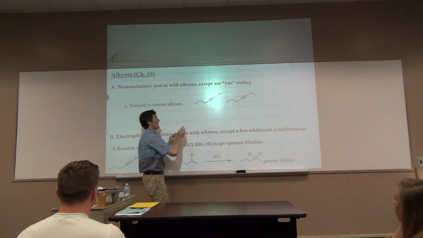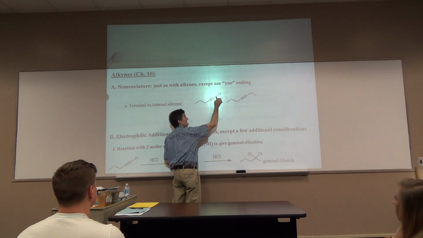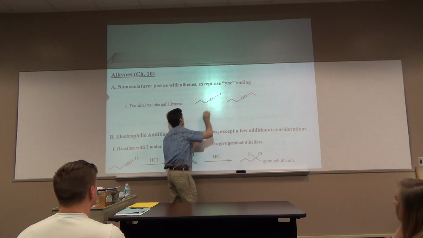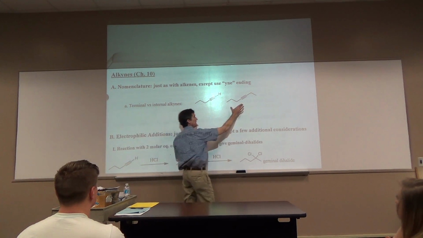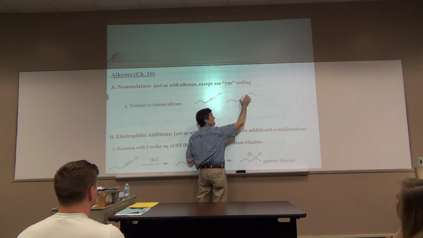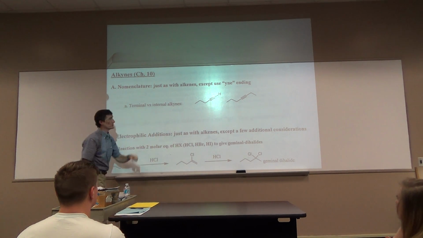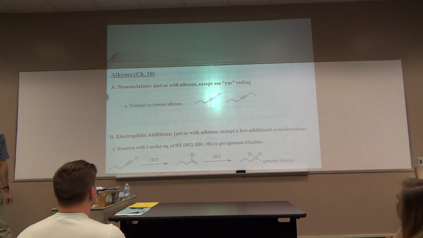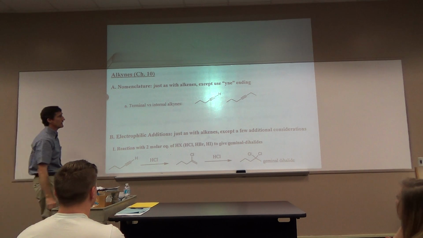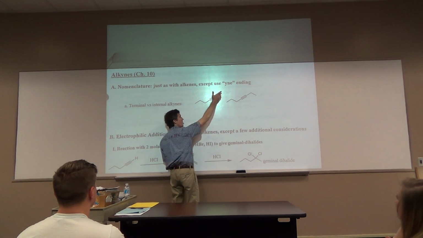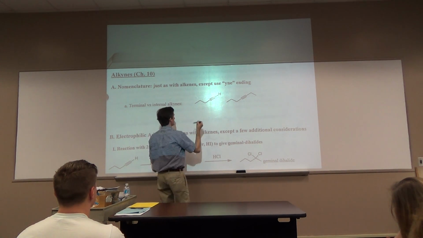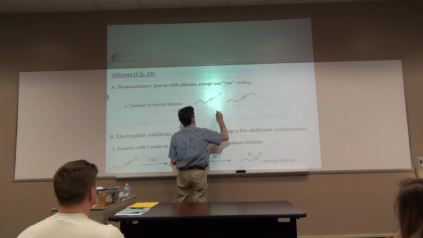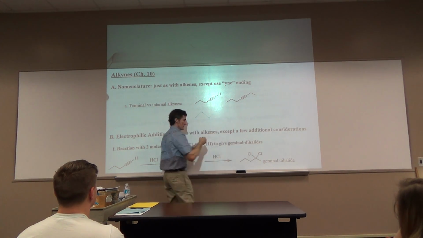Terminal versus internal. When the alkyne's on the end of the chain, and thus there's an H bonded to the alkyne carbon, like this, that's called a terminal alkyne. If the alkyne's in the middle of your chain, that is with no H bonded to the carbon, that's called an internal alkyne. Should be pretty straightforward. Now, a lot of times I will draw in the H, but not always. You know, this could just be drawn boom, boom, boom, like that.